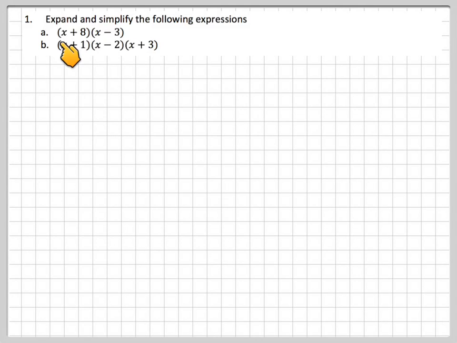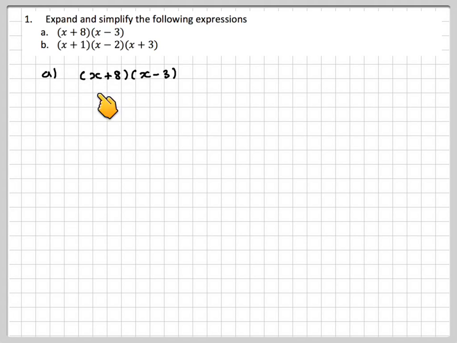Hi, so expand and simplify the following expressions. x plus 8 times x minus 3, x plus 1 times x minus 2, x plus 3. Let's just do this one first. So we've got x plus 8 times x minus 3.